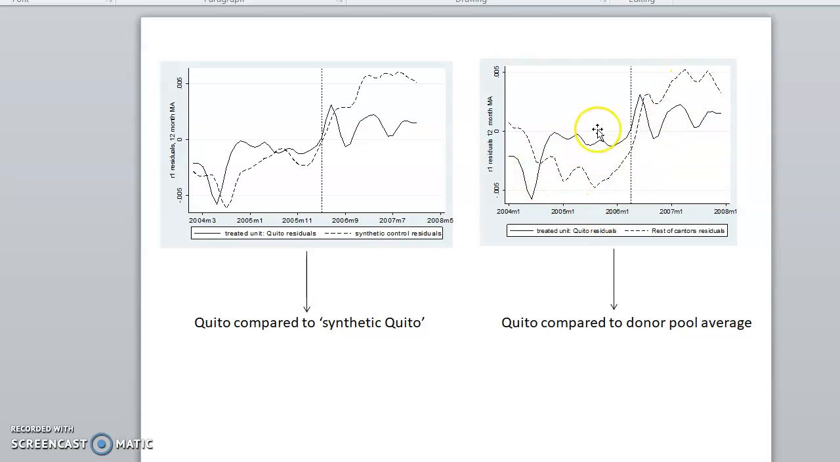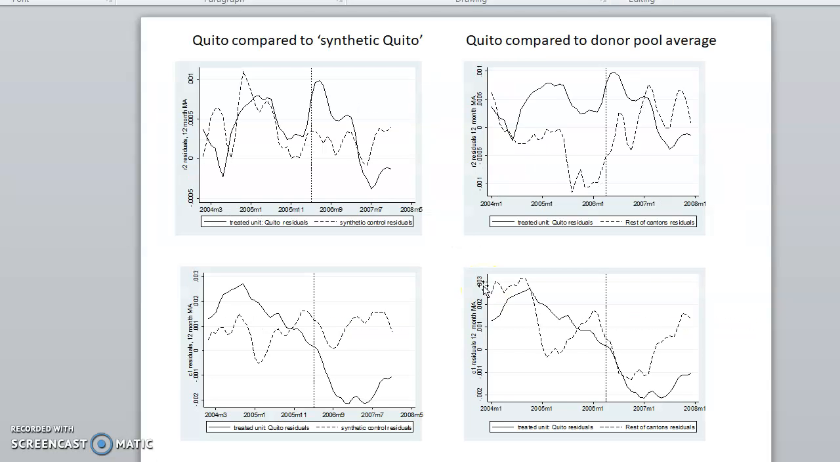This is looking at hospital admissions, and I'm running this on the residuals because the hospital admissions themselves were way too volatile for this type of analysis. So I took the residuals and I'm doing my synthetic control analysis on the residuals. Again, these are just the synthetic control runs, and these are the donor pool average. And my synthetic controls fit much better than the averages do.